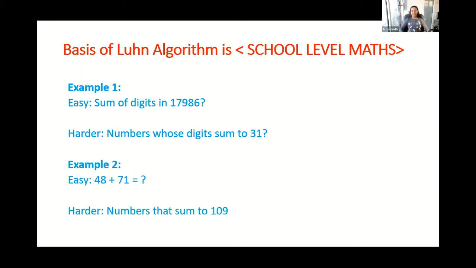Another example is 48 plus 71. You can easily find out that this sums to 119. I'm sorry, I put 109 here, but you can see it sums to 119. But if I were to ask you the opposite question again, what numbers sum to 119, there'd be lots of answers, and it might not always be obvious which number it is, especially as the numbers start to get higher.